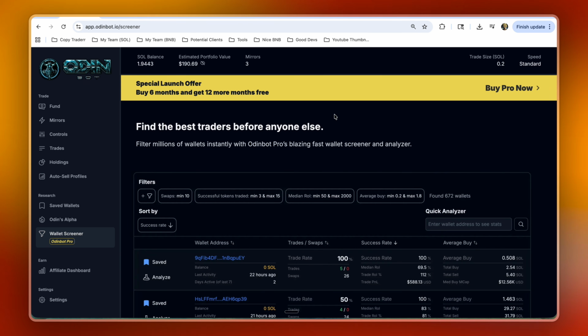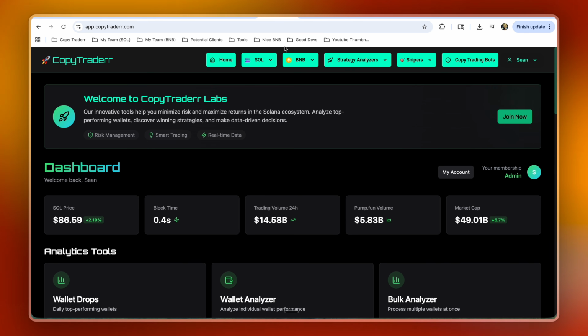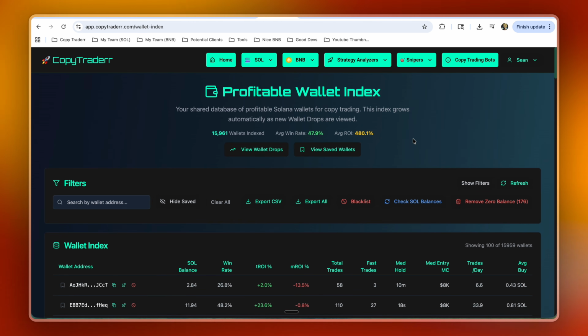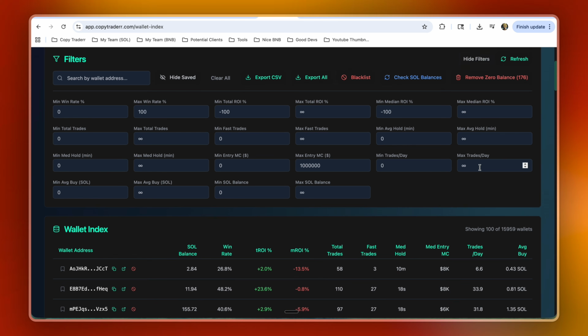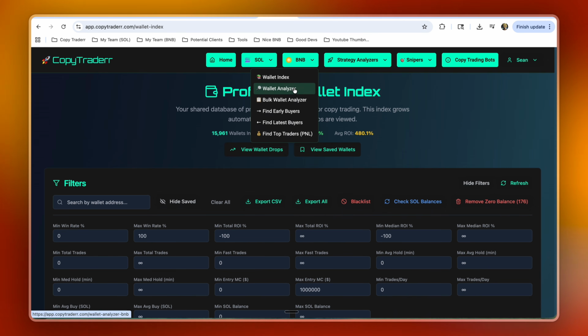Now, if you're a member of Odin Bot and you have Odin Bot Pro, that's great. I used Odin Bot Pro for a few months. It's a fantastic service. But for the purpose of this video, I'll be using the copy trader tools, where we also have a wallet index, where we are constantly scraping, updating, and trimming so you can sort through and filter through all the most profitable wallets on the Solana network. If anyone is interested, we also have the exact same thing for BNB.